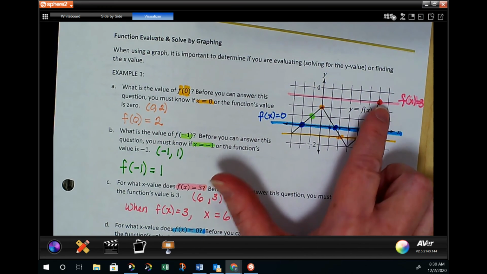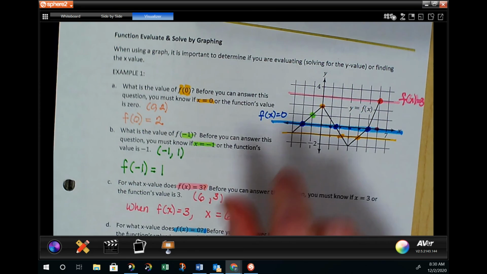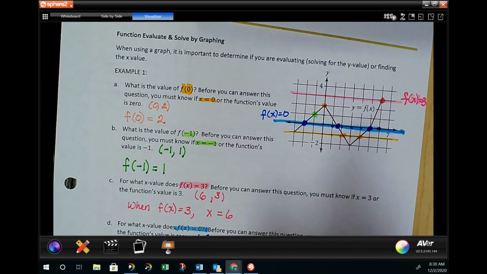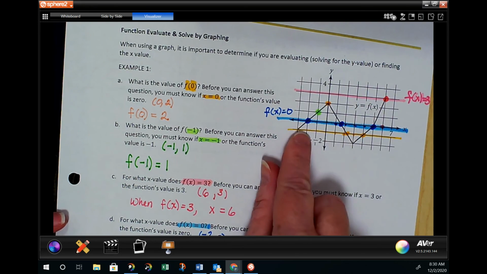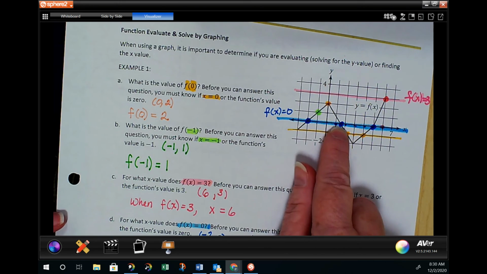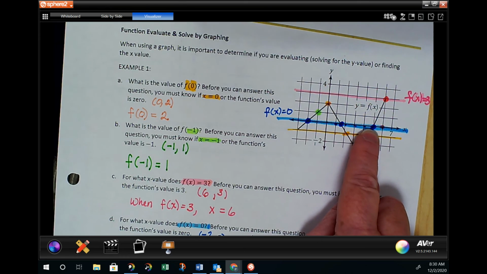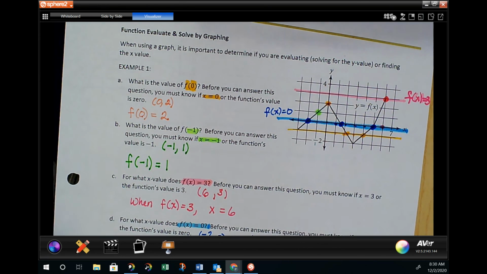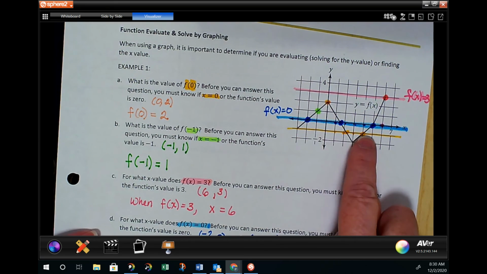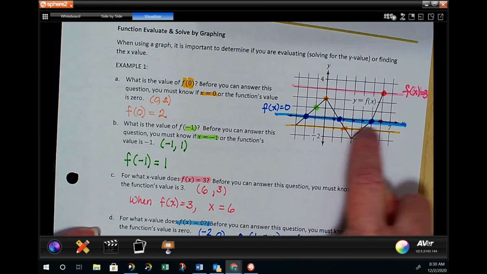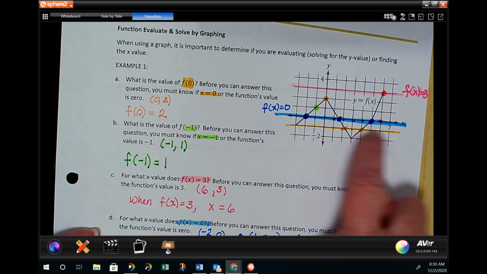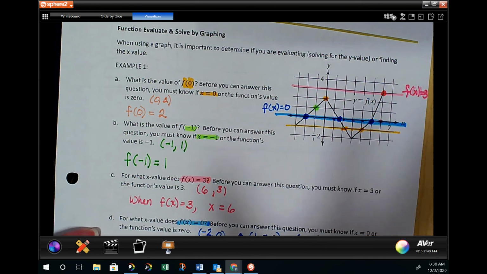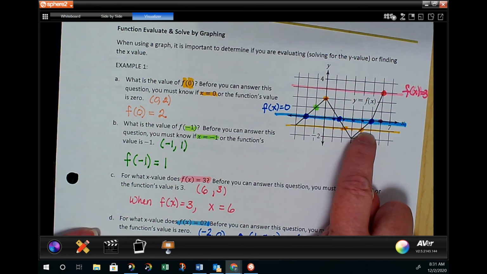Even though this is just a function, it can still hit at multiple places. So it hits at 1, 2, 3 places. And those 3 places are: when f is 0, x is -2, x is about 1.5, and x is 5. So that's what I mean by when you're solving, you're looking for that horizontal line. And then again, when this is -1, not x is -1, but when the function is -1, that's when you're going to solve. It hits at 2 places, so it's about 2.25 and about 4.